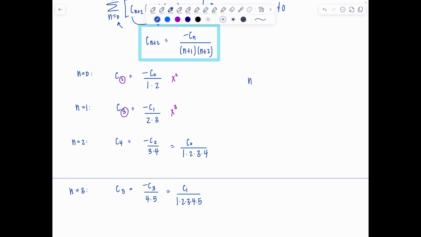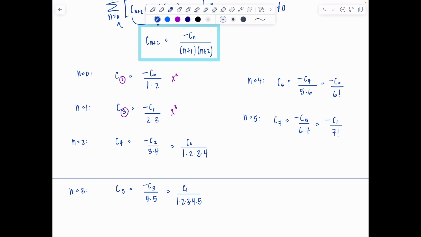Let's do a few more, but I'm feeling pretty good. I can already see a pattern. Hopefully you can too. N equals 4 is going to be C6, which is negative C4 over 5 times 6. But if we go back, substitute in C0 over 4 factorial for C4, this becomes negative C0 over 6 factorial. Very good. And then n equals 5. Maybe after this we'll stop. C7 is negative C5 over 6 times 7. But go back, replace C5 with C1 over 5 factorial. This will be negative C1 over 7 factorial.